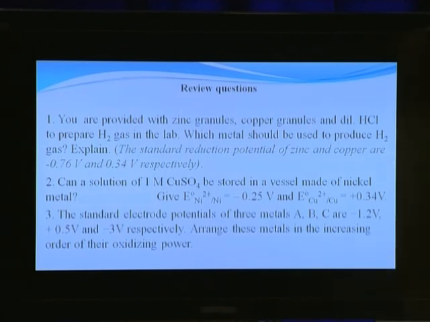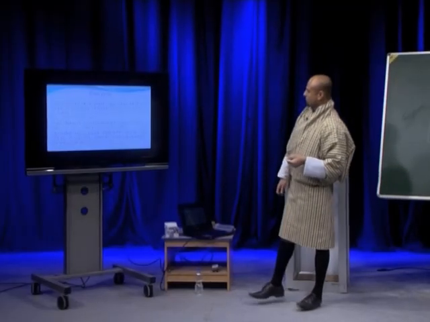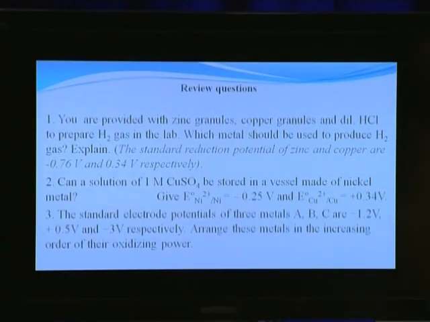Second question, and there also you can see the standard reduction potentials of both metals are given. Can a solution of 1 molar copper sulfate be stored in a vessel made of nickel? Just a hint: the standard reduction potential of copper is 0.34, and the standard reduction potential of nickel is negative 0.25. So you know from among these two metals which one is more reactive. If you know which one is more reactive, then you'll get the idea what the answer will be.